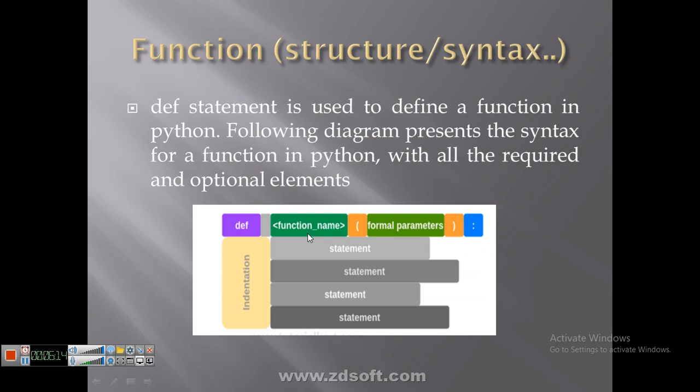Next are the formal parameters. Formal parameters are the parameters that are passed into the function, followed by a colon, and then there would be a set of statements, and finally a return statement. It is optional. We can also do away with the return statement. The indentation should definitely be there.